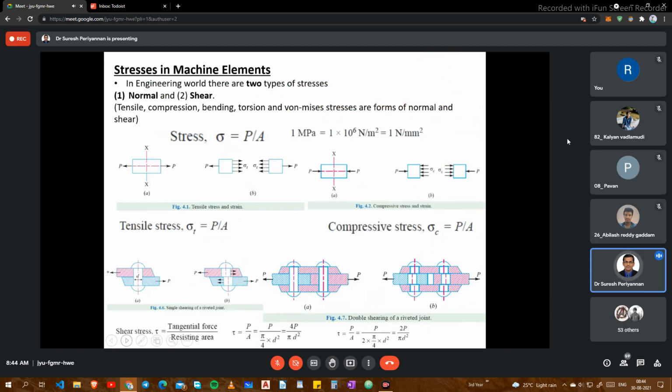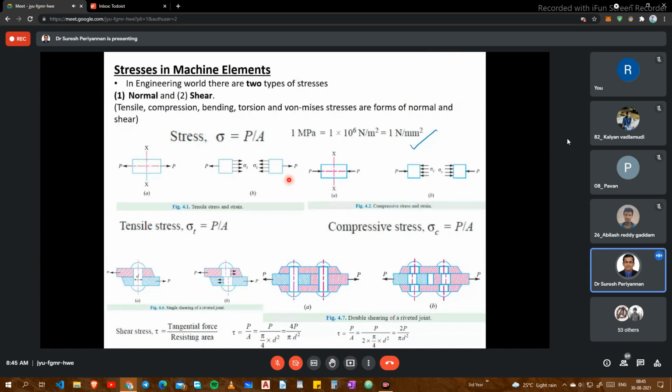Now, whatever we discussed, we are going to apply this concept to applications. Now this is stress in machine elements. What are the stresses in machine elements? There are different stresses: tensile, compression, bending, torsion, and von Mises stresses. These are the different types of stresses we already discussed. The von Mises stresses, maximum shear stress, and maximum strain energy theory we are going to discuss later. These are the types of stresses involved in the body.